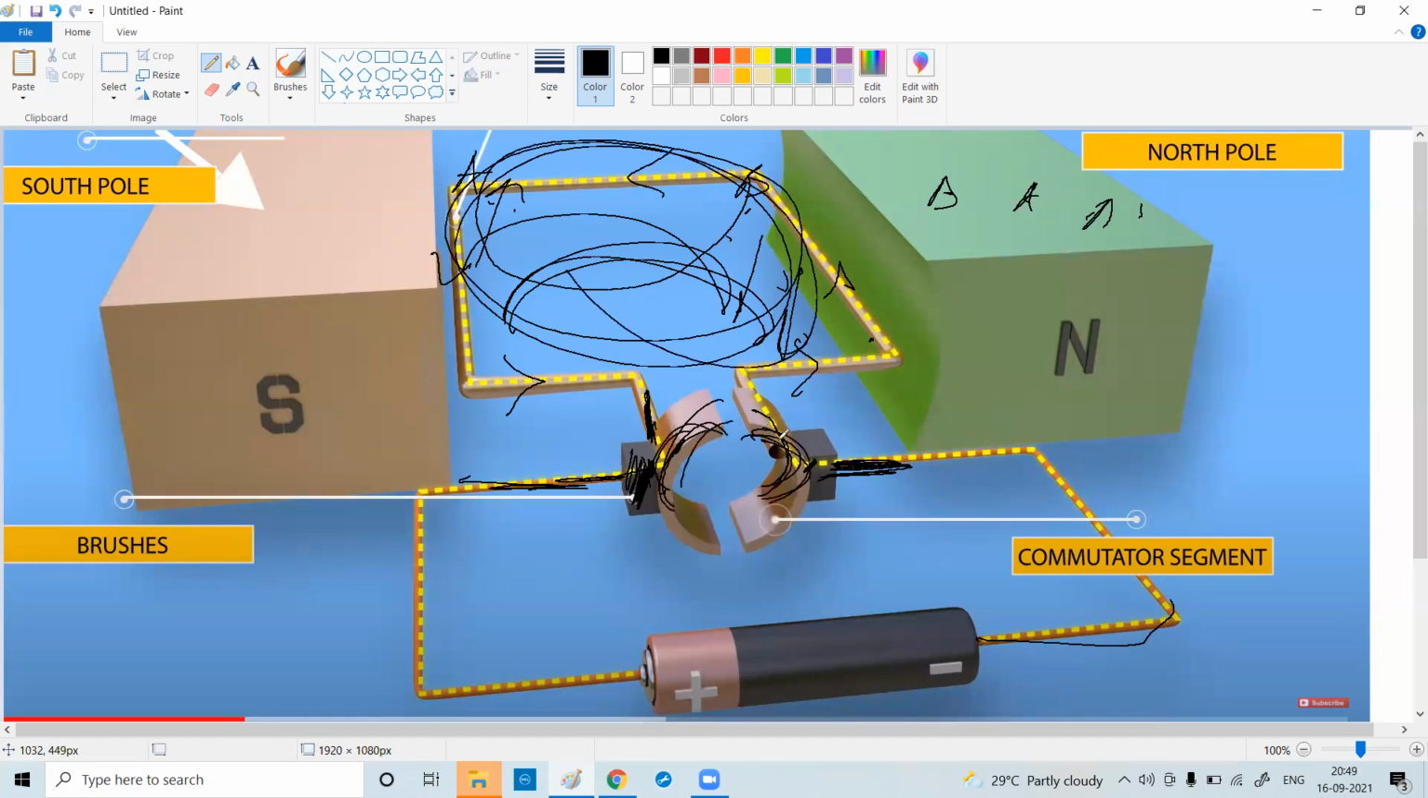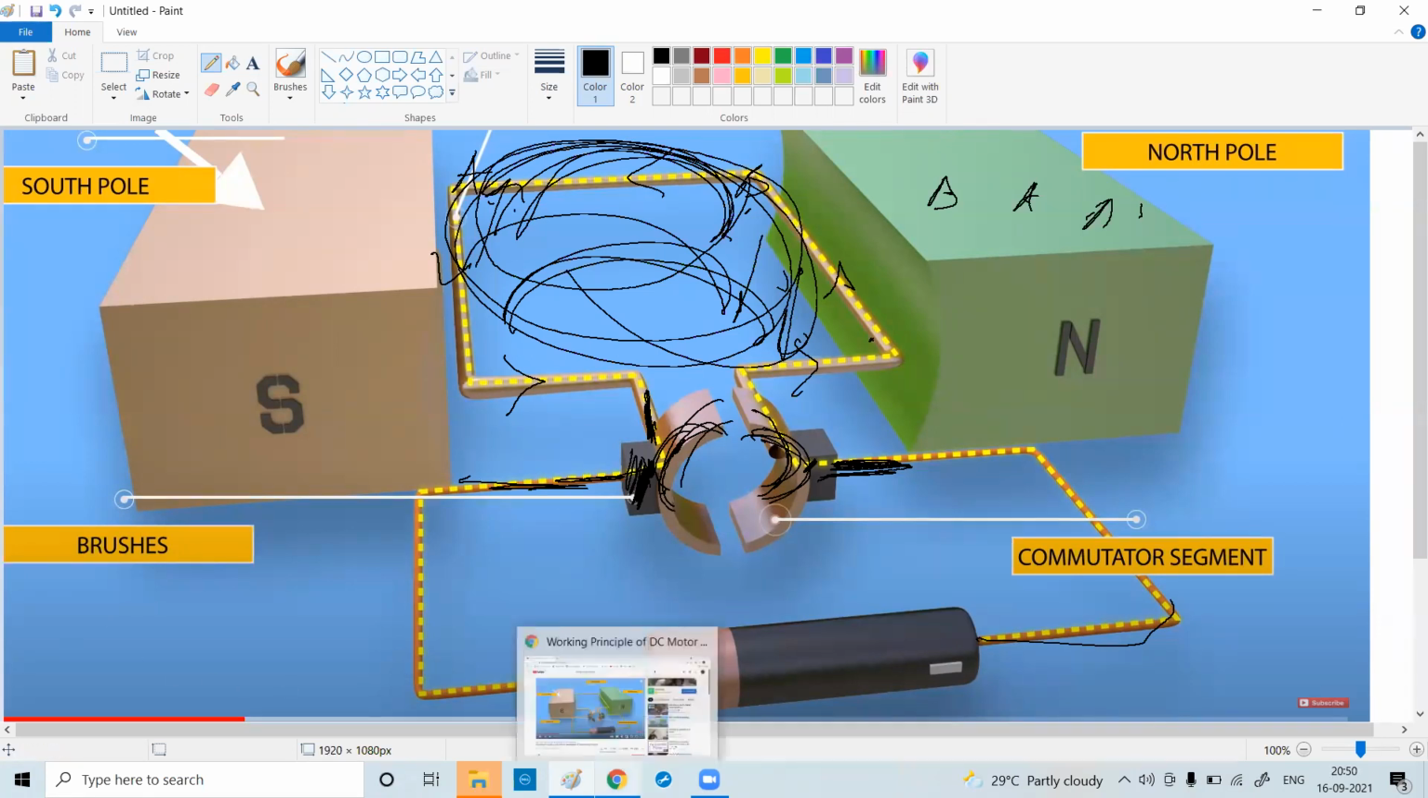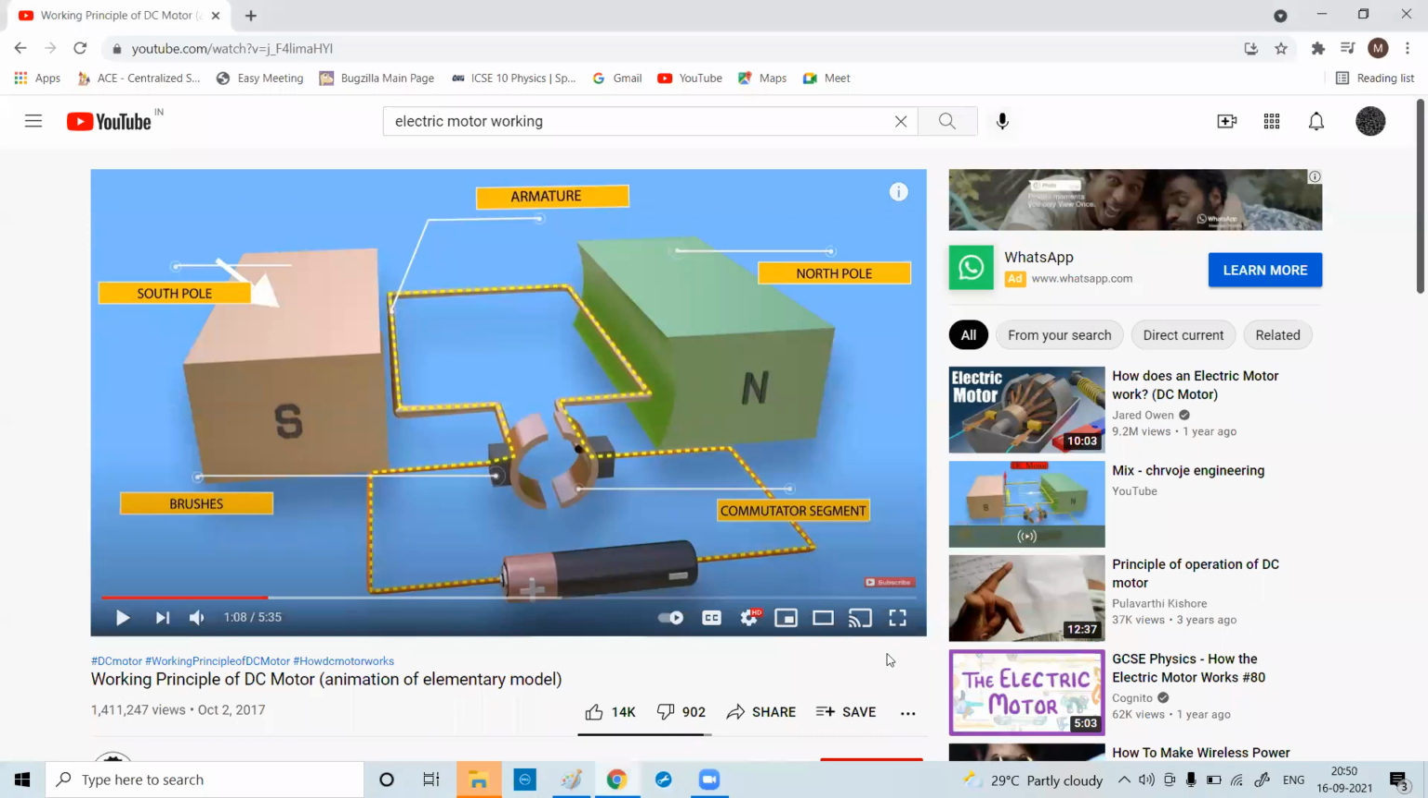If you don't have a commutator, what will happen? It will only go this way, that way, this way, that way. Is it clear? Yes, sir. So let us see the complete demonstration.